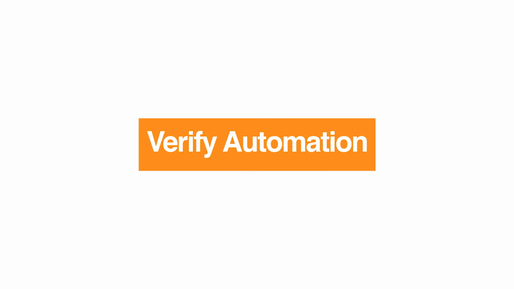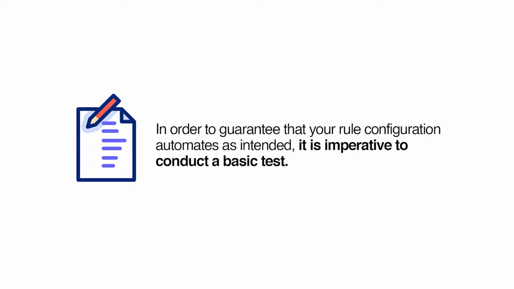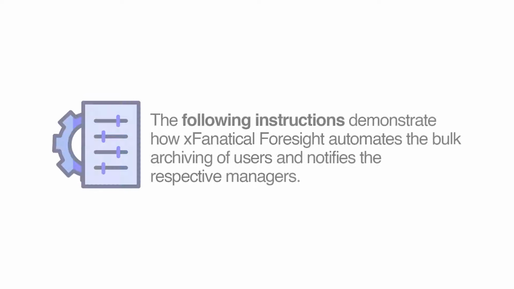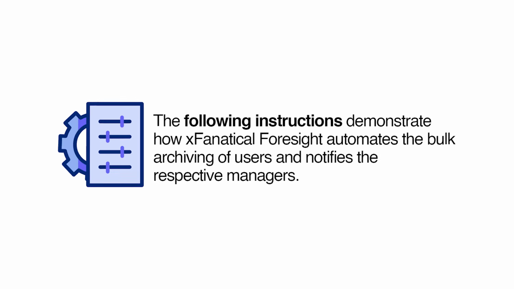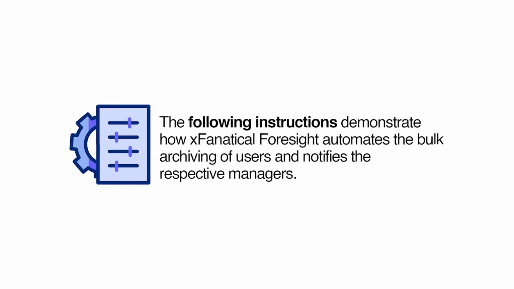Verify automation. In order to guarantee that your rule configuration automates as intended, it is imperative to conduct a basic test. The following instructions demonstrate how xFanatical Foresight automates the bulk archiving of users and notifies the respective managers.